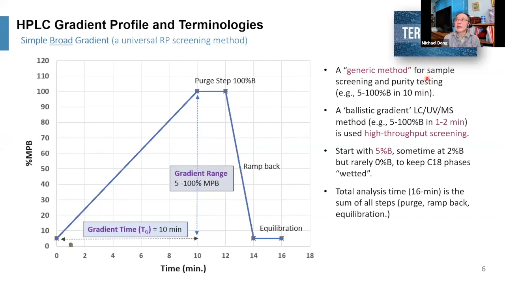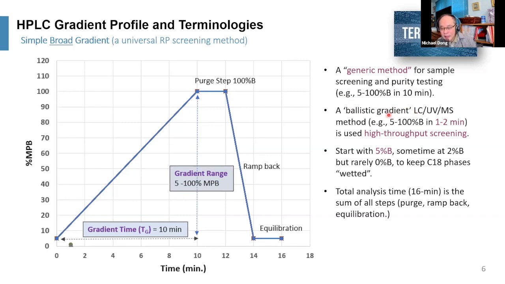monitoring. It's called IPC, in-process monitoring, or sample screening. And for purity assay, right? If you want to analyze the purity of anything, just do a generic gradient like this, and it will work. So this is a really simple example, right? 5 to 100% B in 10 minutes. It's a nice number. It's a nominal number, 10 minutes.